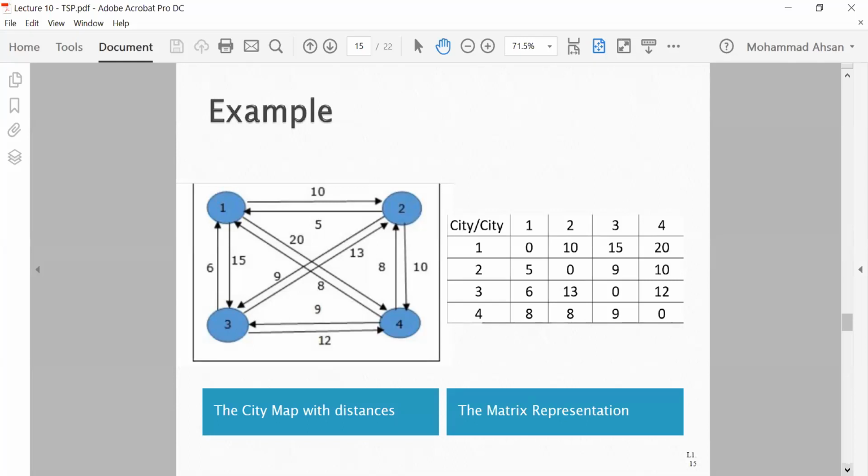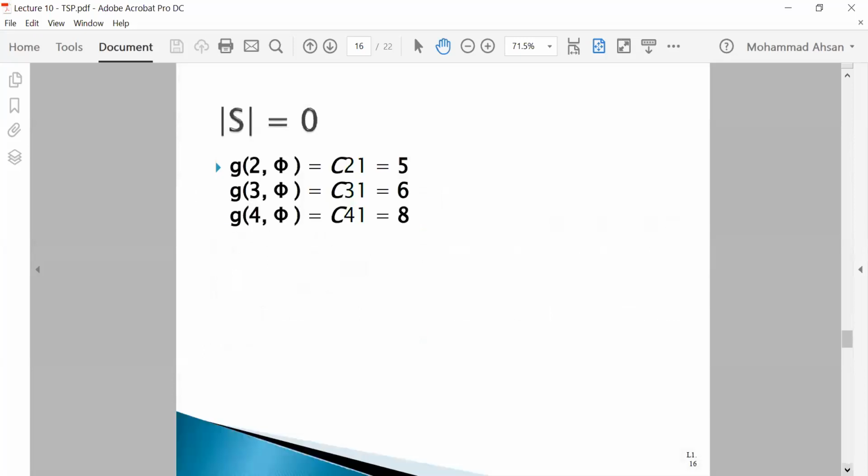Okay, so now we have a matrix with all these values given. This is the problem. You are given this map with cities and their distances, you start at 1, and you have to find the shortest path to visit 2, 3, and 4, and then come back to 1. Okay. So how do we start? We start with the smallest problem.